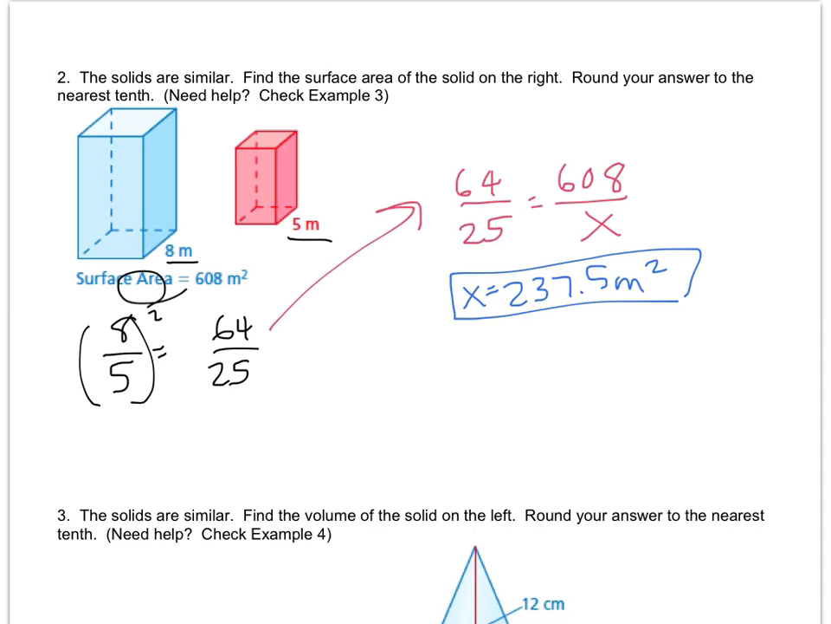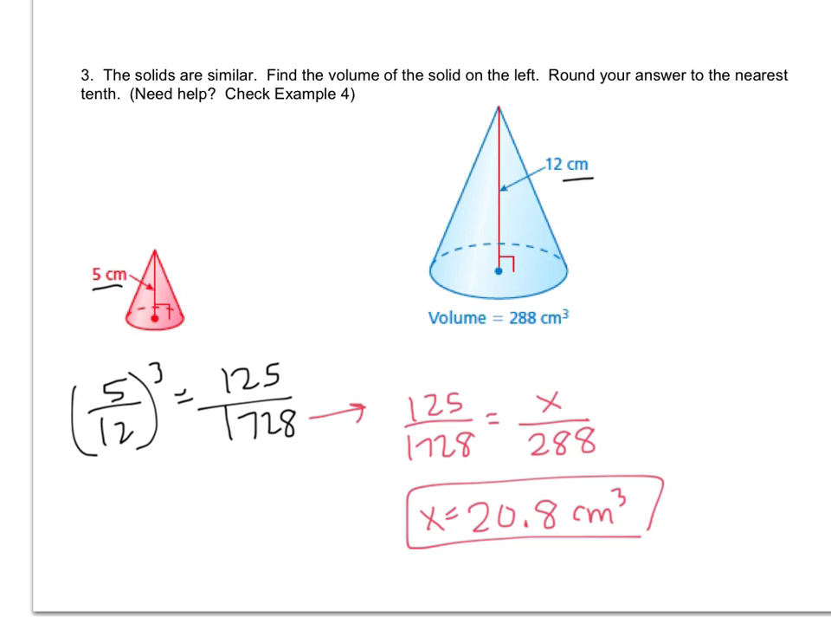Try number 3 on your own if you haven't already. Remember that the ratio of the measurements cubed equals the ratio of the volumes. So I took this ratio and I turned it into a proportion, and I solved 20.8 centimeters cubed, or cubic centimeters is a better way of saying it. And remember, it has to be cubed because it's volume, and volume is a 3-dimensional measurement.